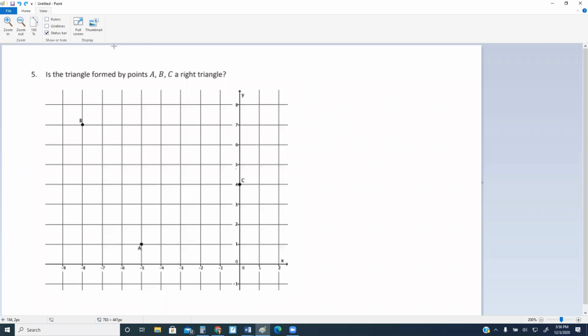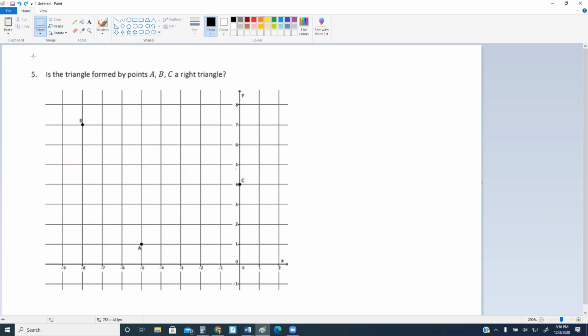Quite a few students are having a hard time with number 5. So I'm not going to completely do it for you, but I'm going to help you get off to a good start on this. It says, is the triangle formed by points A, B, and C a right triangle?